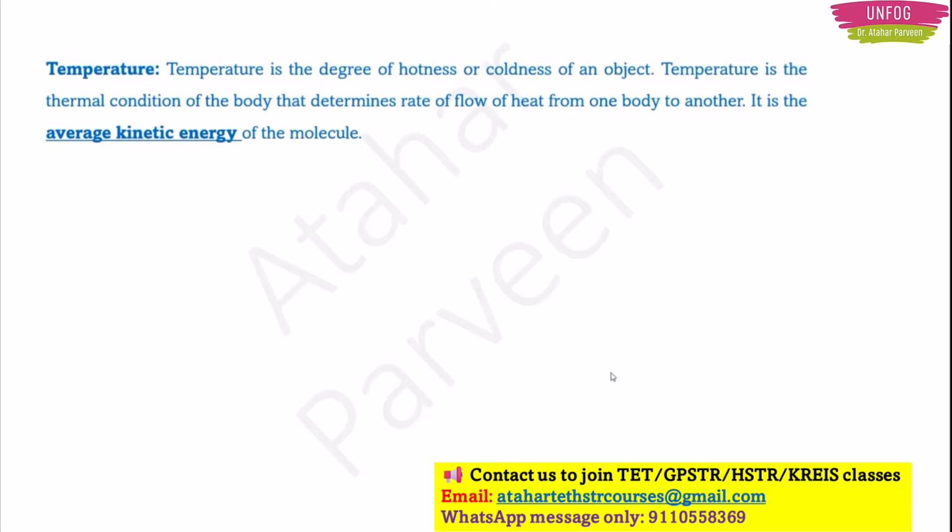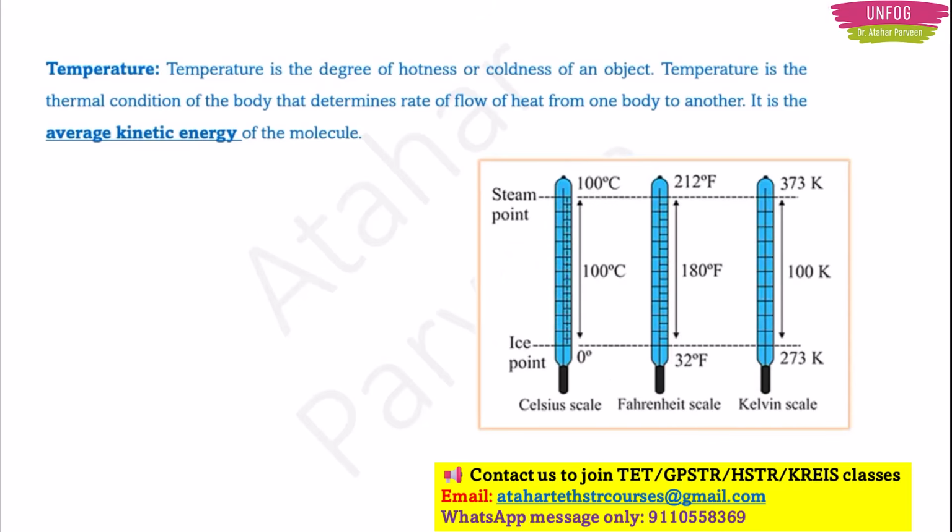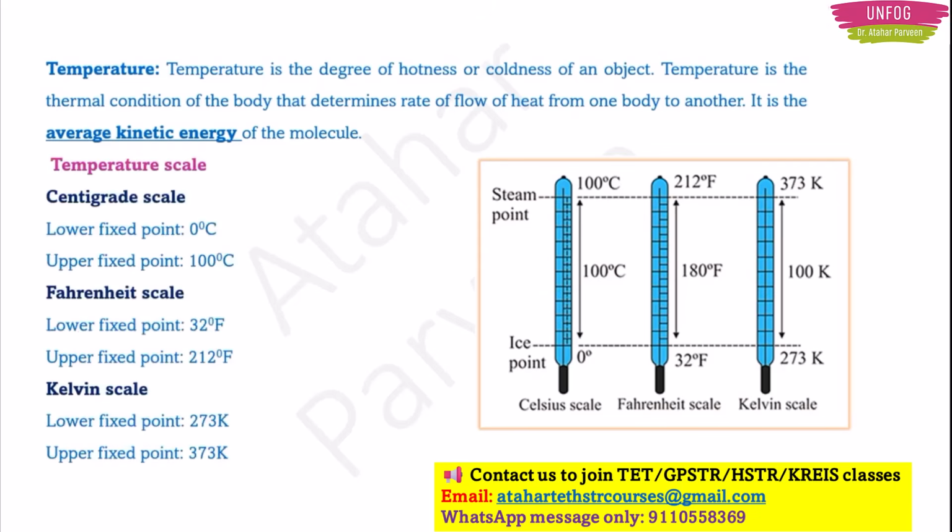Now, how do we measure this temperature? We measure it with a thermometer, right? That thermometer will have different scales, right? So, we have different scales for different temperatures. And each one will have a lower fixed point and an upper fixed point. They will have different units. Each temperature scale will have a different unit. For example, if the temperature is of the centigrade scale, then the lower fixed point will be 0 degrees centigrade and the upper fixed point will be 100 degrees centigrade.